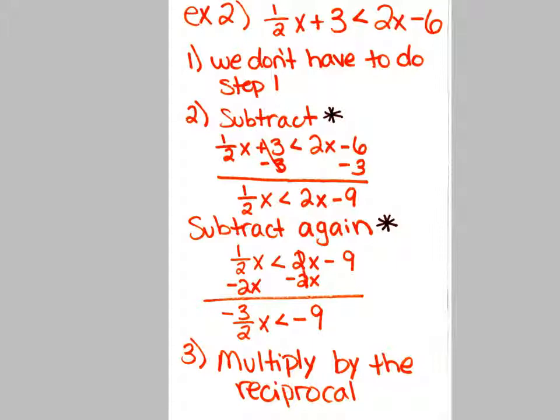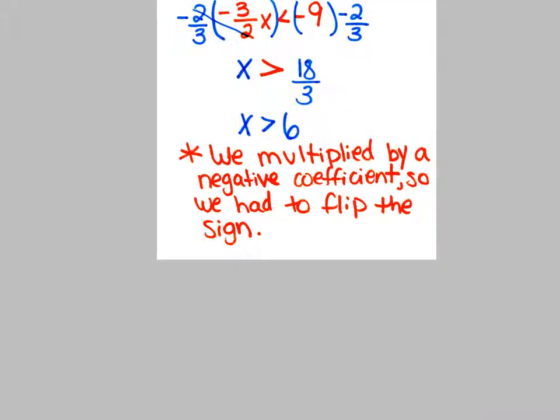The next step would be to multiply by the reciprocal of negative 3 over 2 so that we can isolate the variable x. The reciprocal of negative 3 over 2 is negative 2 over 3. So we will multiply by negative 2 over 3 on each side of the inequality. Notice we are multiplying by a negative number, so the sign of the inequality must be flipped.